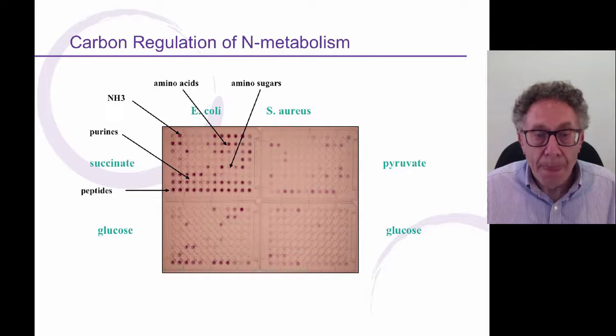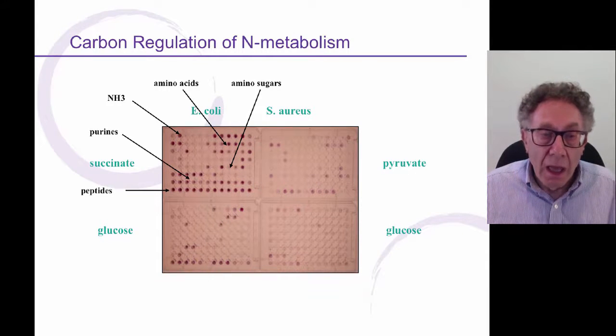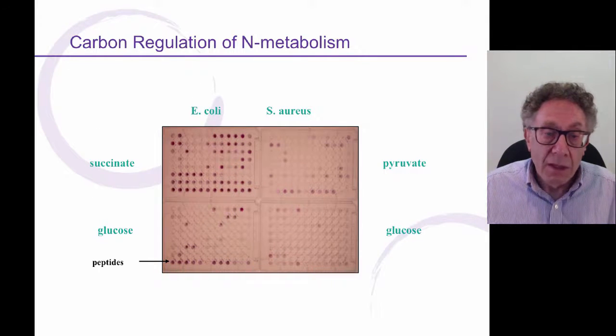If we give it a carbon source that it likes better, which is glucose, it actually shuts off a lot of the pathways, still metabolizing peptides, but turning down the rate of metabolism and shutting off other nitrogen pathways in the cell. This is called the glucose effect, for example.